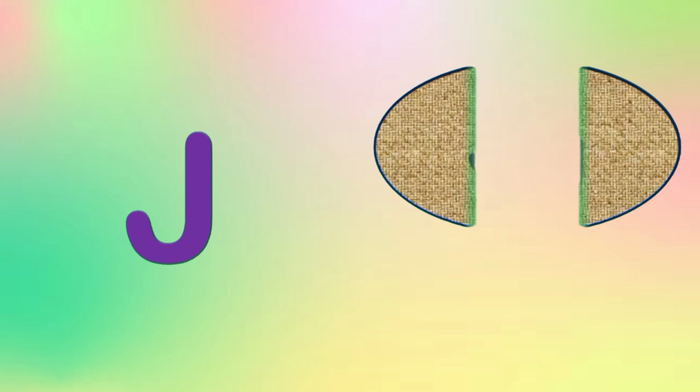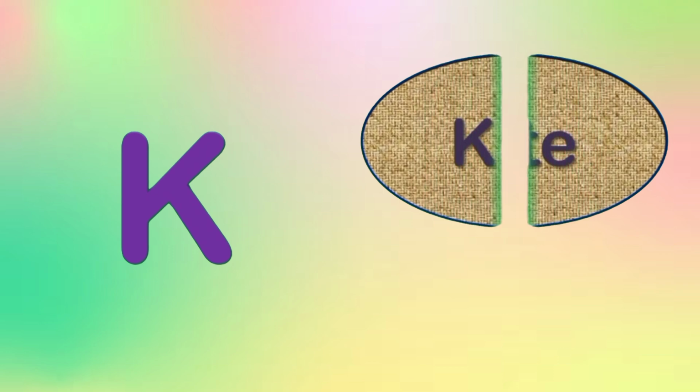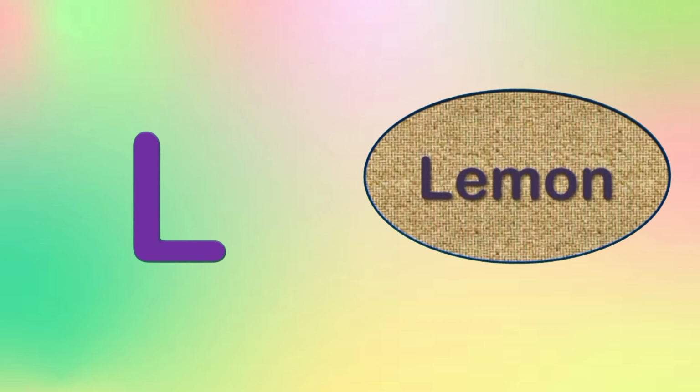J for jug. J for jug. This is jug. K for kite. This is kite. L for lemon. Yes, lemon. This is lemon.